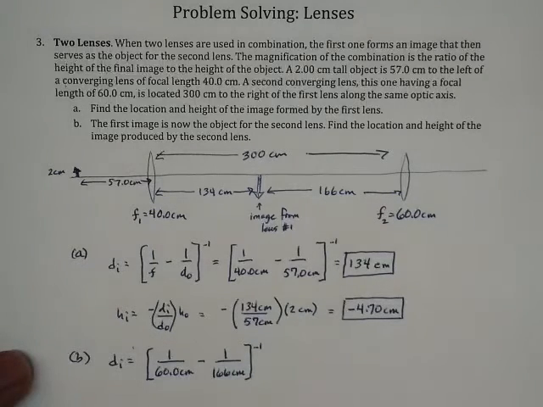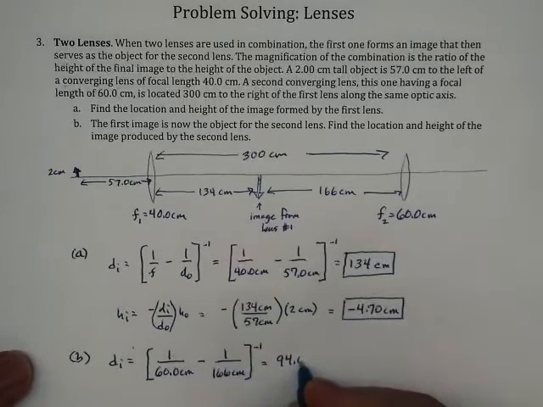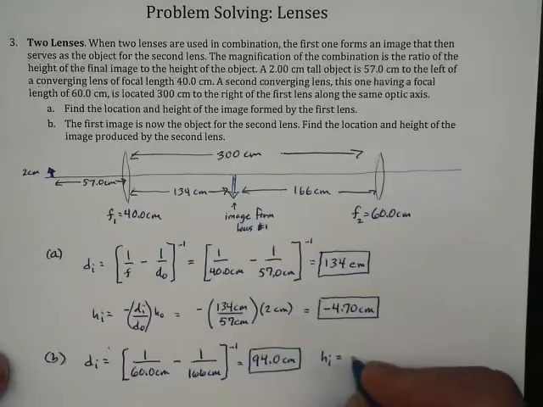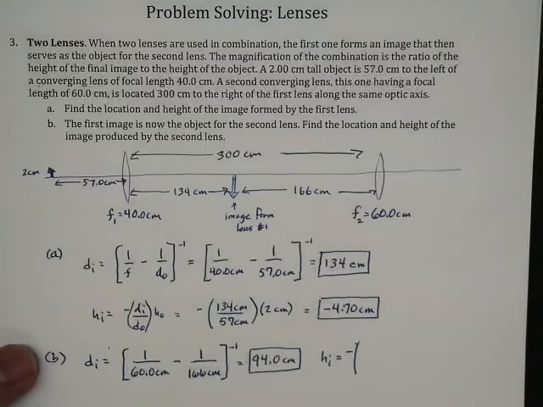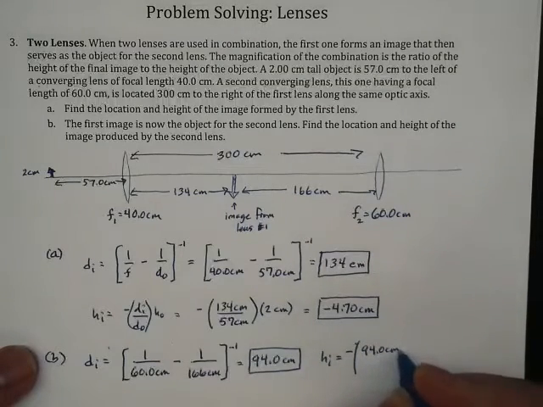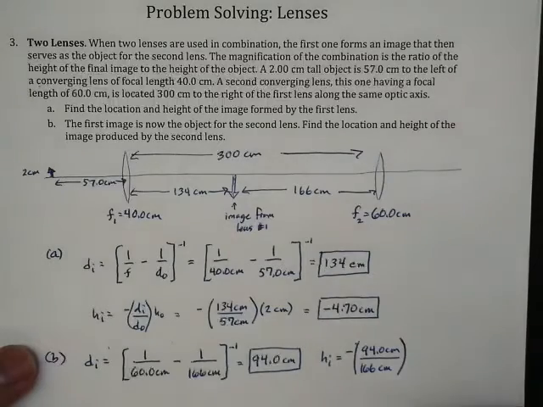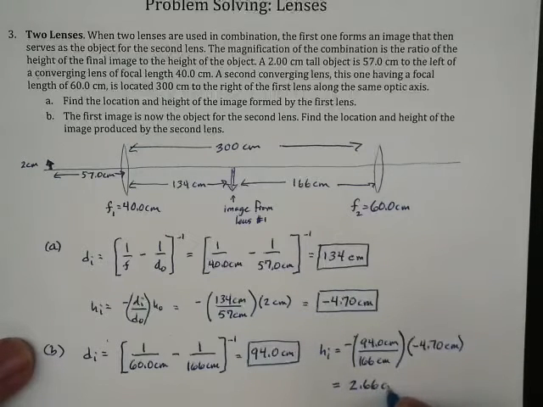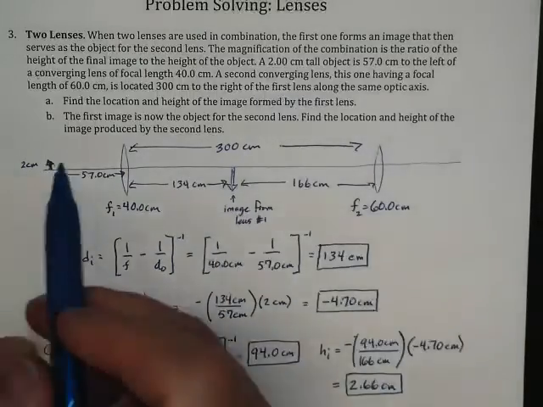Got to take the inverse of all of that to figure out the new image distance, and that works out to be 94 centimeters. It's a positive value, so I know that it is over here to the right of this lens. And the image height here is the negative of the image distance, 94 centimeters is my new image distance, over the distance to the object, that's my 166 centimeters. And this object, the intermediate image here, was 4.7 centimeters tall. But if I put the negative in there, I'm going to end up getting a positive value for this final image height. And that tells me that the final image here is on the same side of the optical axis that my original object was.